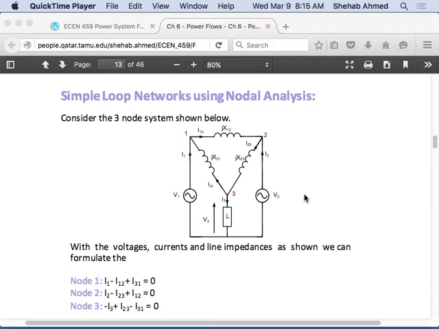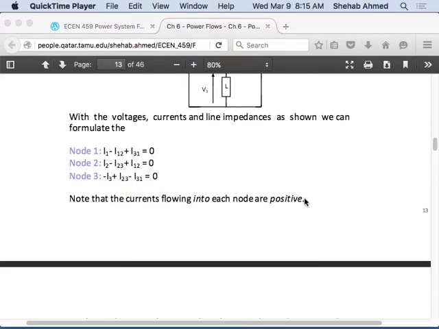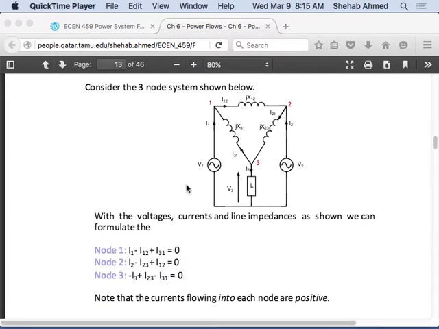But if you have a 10,000 node system, you want a way to come up with this matrix. You don't want to have to write Kirchhoff current law at every node, simplify the equations and do this, right? We want a way to do this very quickly so we can computerize it. That's the objective here. So we construct the Y-bus matrix like that.